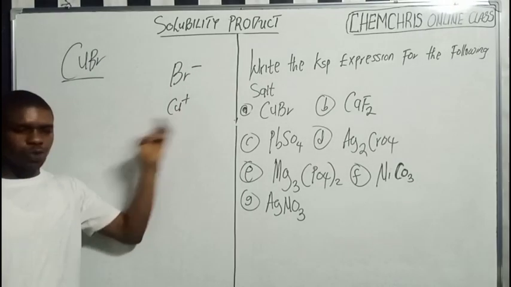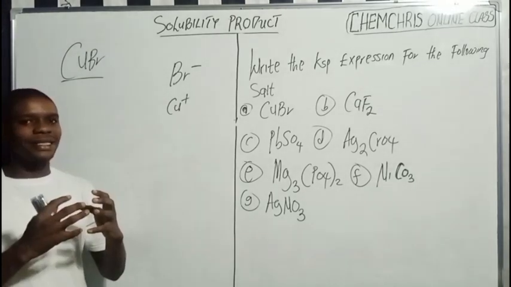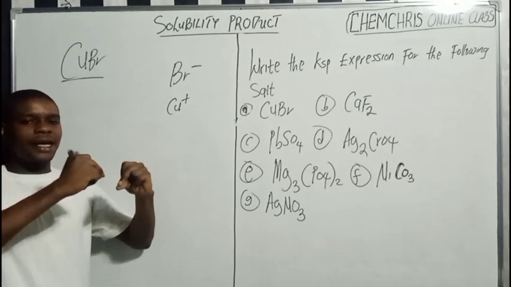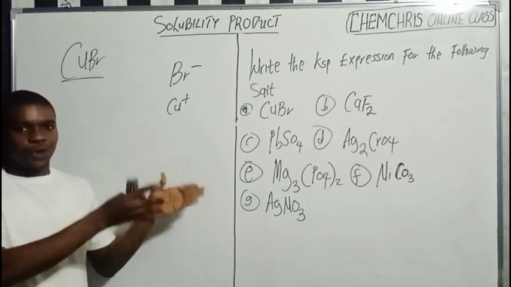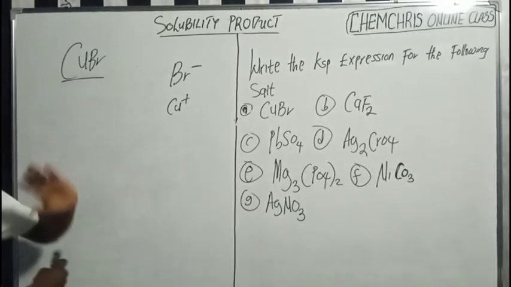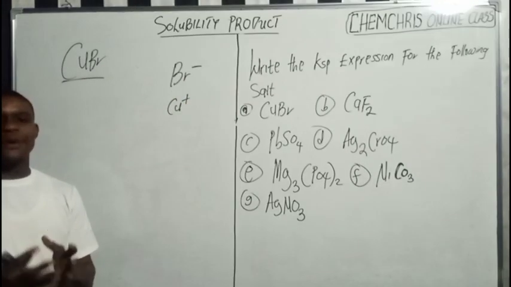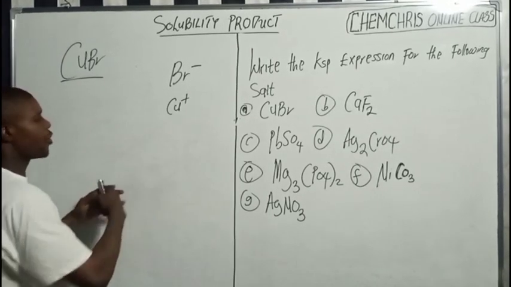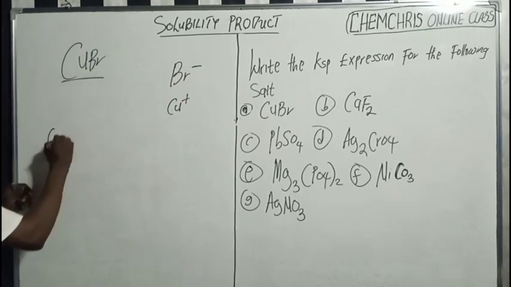That's the first thing you want to do: figure out the oxidation state of the elements that make up that compound. If you can figure out the oxidation state, then it's easier for you to write the equation, balance it and write the KSP expression. In this case it's very easy because bromine is only -1. Copper can be either +1 or +2, but in this case copper is +1, because when you write the ionic equation with these two here we have Cu, which is 1.